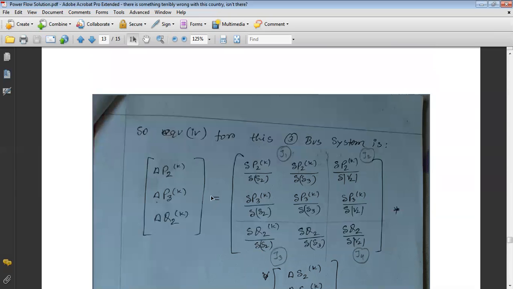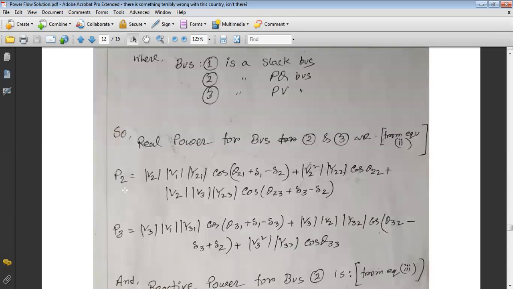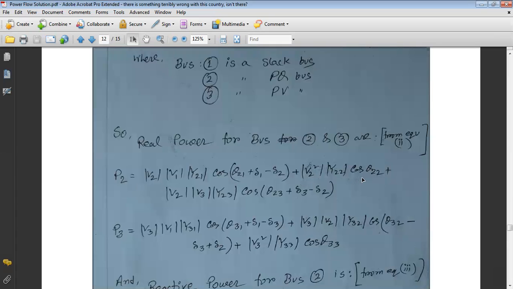Now we have to determine the power mismatch for P2, or bus 2. So what is the equation of P2 actually? This is the real power equation. We write down this equation for this particular power system. Here there are 3 buses, so this equation contains 3 terms. So that is the real power equation for bus 2.